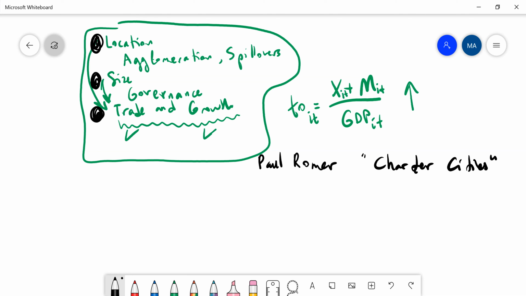So the good examples are in China, in the Shenzhen region, I guess. I may be mispronouncing it, but you can Google it. There's a nice TED talk by Paul Romer on charter cities, and you're going to learn why geographical location and size is important to determine which cities in a country can be charter cities.